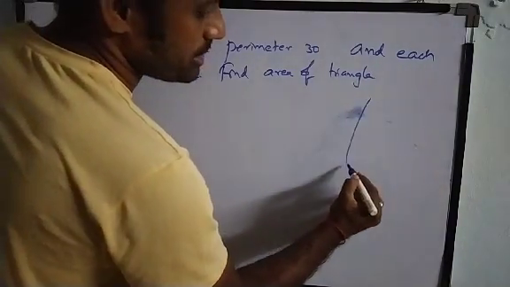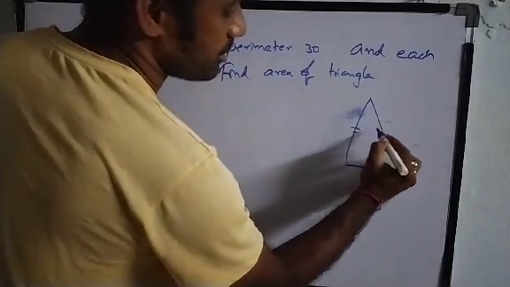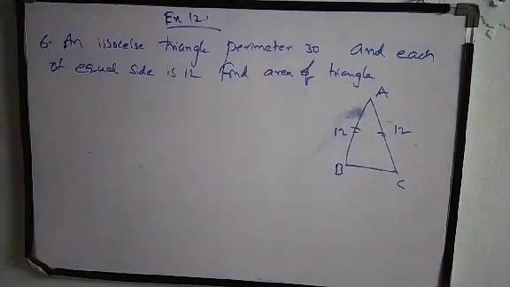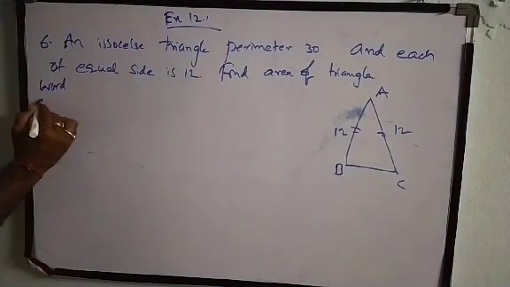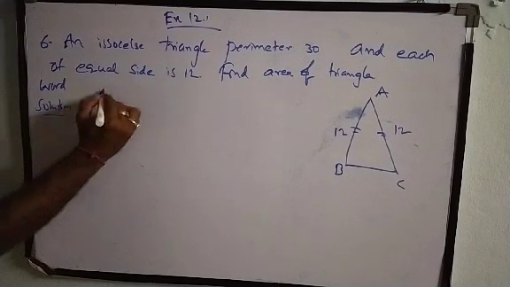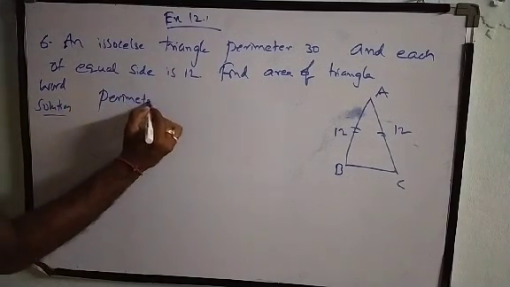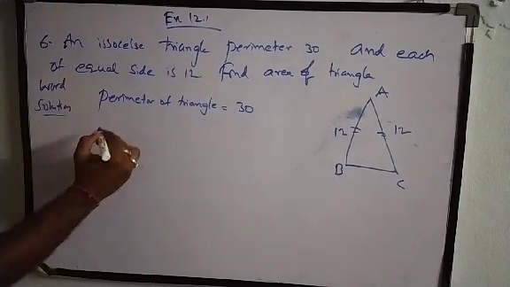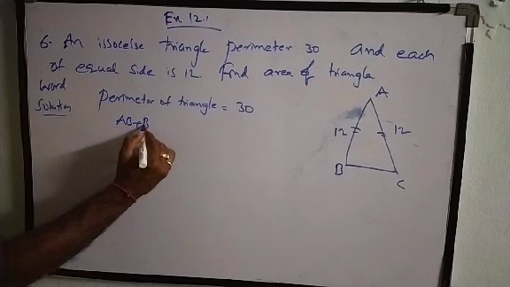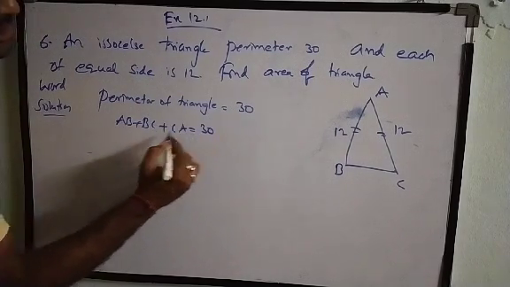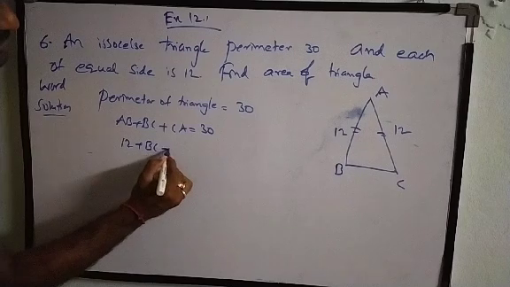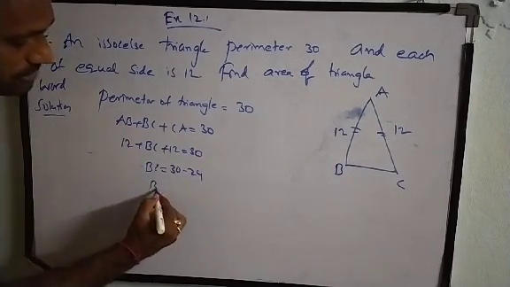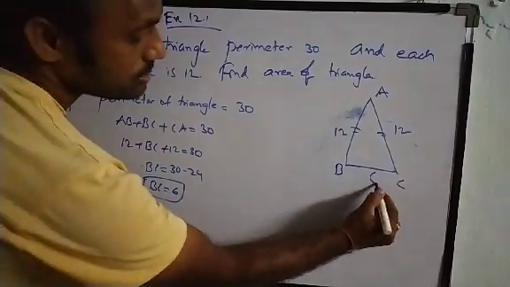So in isosceles triangle, two sides are equal. So automatically that two sides are given in the question. Let us suppose triangle ABC. So this is 12, this is 12. So total perimeter is 30. So let us see the word solution. So perimeter of triangle is 30. So summation of the three sides, that is AB plus BC plus CA is equals to 30. So 12 plus BC plus 12 is equals to 30. BC is equals to 30 minus 24. BC is equals to 6. So another side is 6.